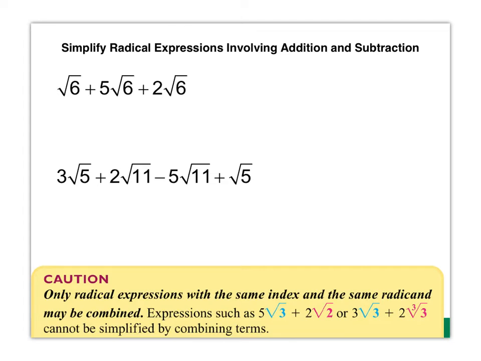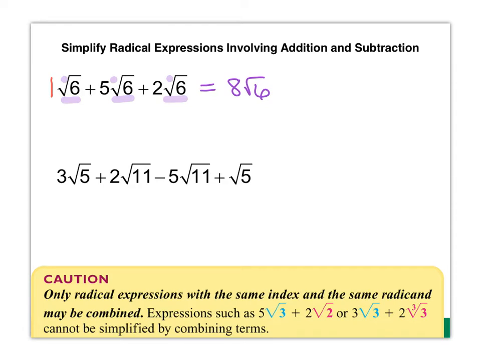So what we have here is 1 square root of 6, we can think of it as a 1 in front, plus 5 square root of 6 plus 2 square root of 6. These are considered like terms since they all have the same index and the same radicand. So we can combine them into a single radical. 1 square root of 6 plus 5 square root of 6 plus 2 square root of 6 is the same thing as 8 square root of 6. So again, we can only combine radical expressions if they have the same index and the same radicand.